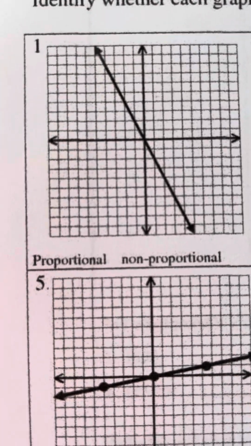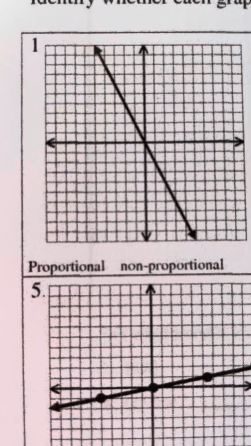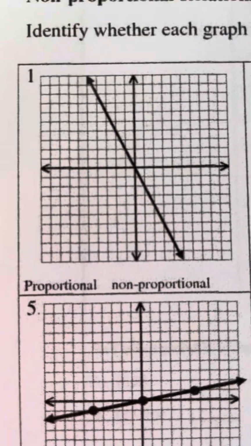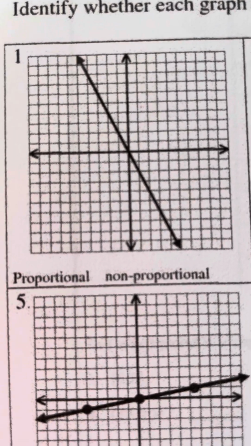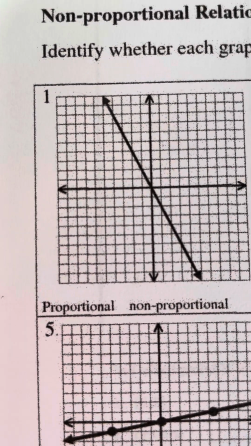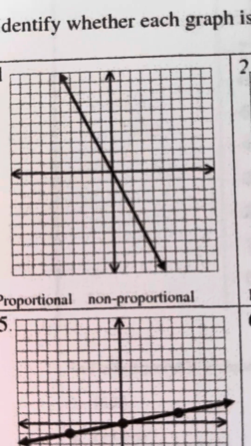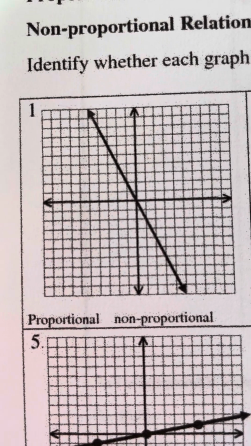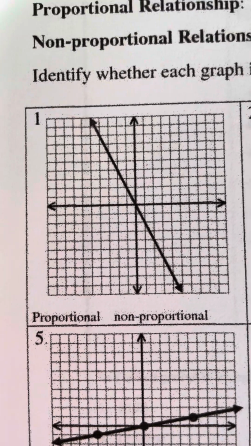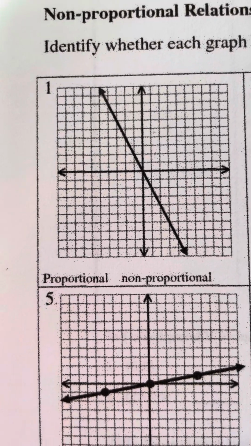This graph asks us whether it's proportional or non-proportional. A proportional relationship means that it passes through the origin, which is 0, 0. A non-proportional relationship means that it doesn't pass the origin. So I'm going to say this again. A proportional relationship means that it passes the origin, which is 0, 0, and a non-proportional relationship means that it doesn't pass the origin.